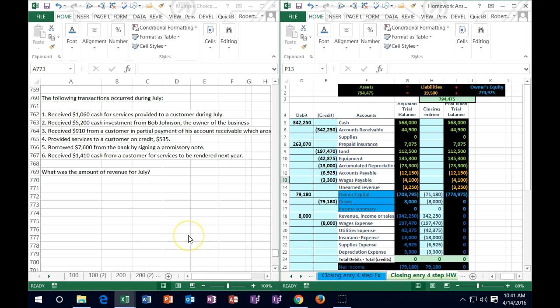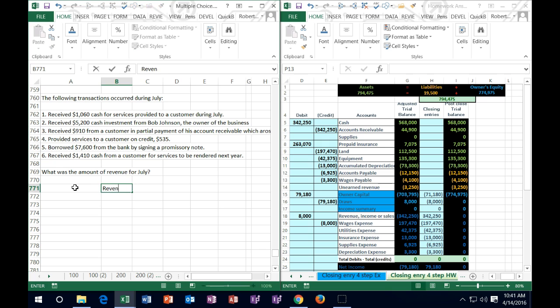Alright, the following transactions occurred during July. I'm going to skip the transactions now and go down to what is required, what they're asking for: what was the amount of revenue for July. So that's what we're looking for. Now let's go back to these questions in the context of looking for revenue type transactions. Anytime we see one type of area, we might want to make a T account.